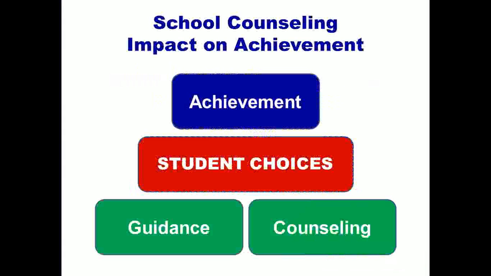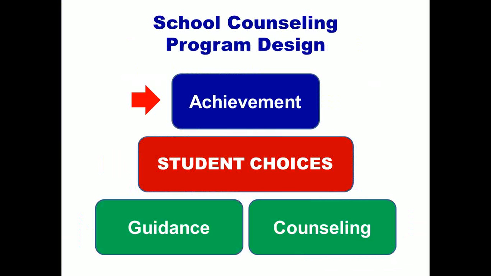So this is the school counseling pyramid. We believe that school counseling impacts achievement through sound guidance and counseling programs that help kids make good choices. And as a result of those choices, students' achievement goes up. Then when we are designing the school counseling program, we're just going to work that pyramid backwards. So we started out at the beginning of the year looking at what are our school's achievement goals in our school improvement plan. Then we said, okay, what choices do kids have to make in order for our school to reach those goals? And now we're designing a guidance and counseling program that will help kids make those choices.